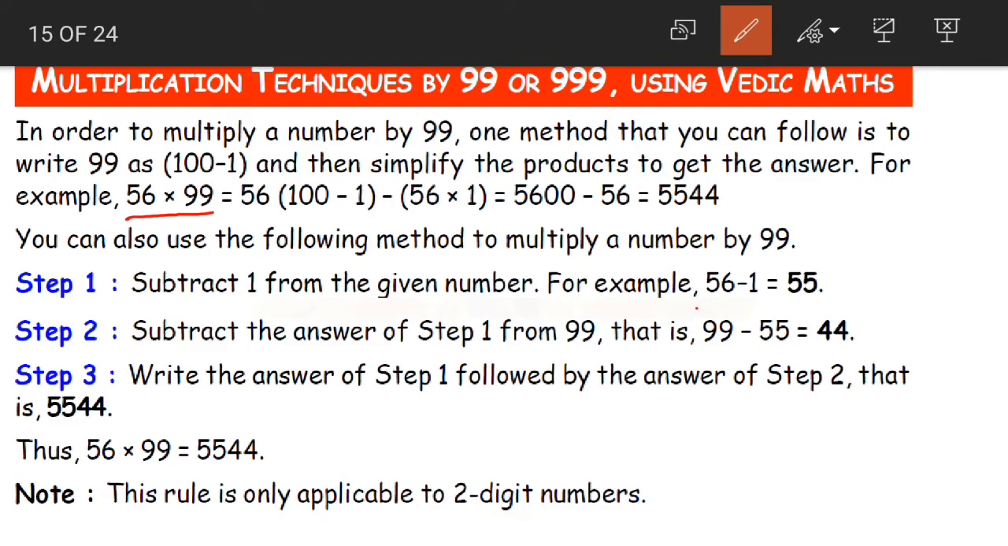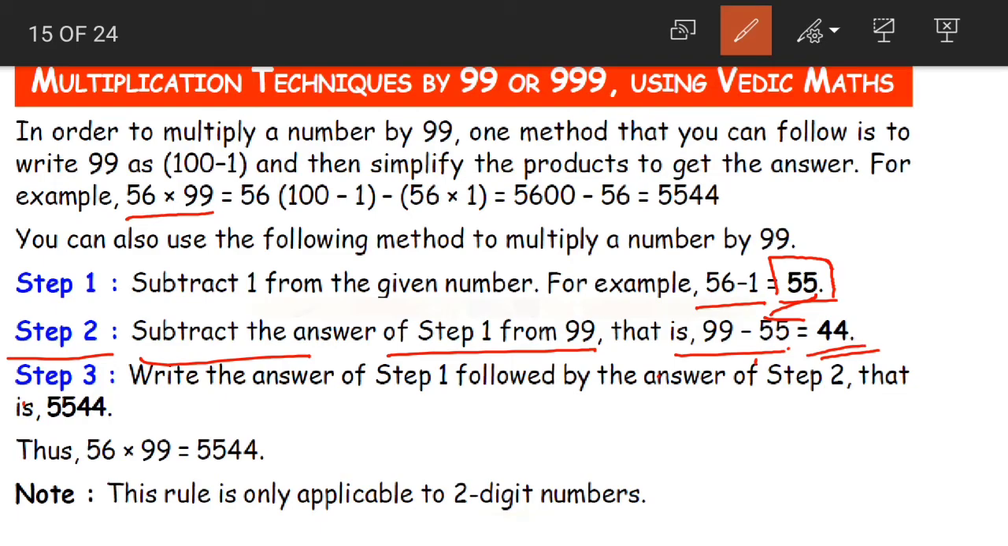56 into 99, right? So 56 minus 1 will be equal to 55. Yes. Now step 2: subtract the answer of step 1 from 99. What answer did we get from step 1? 55. So that we should subtract from 99. 99 minus 55 is equal to 44.